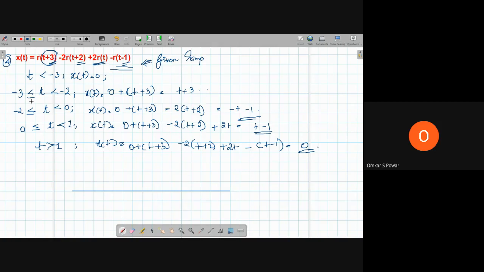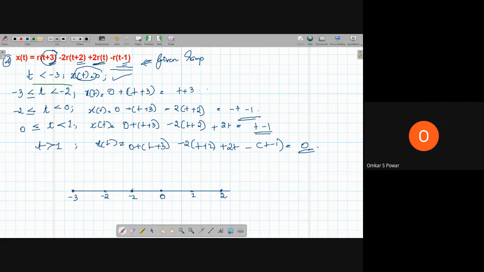So first thing we have to do is write, it varies from minus 3 to 1. So let us write all the values first: minus 3, minus 2, minus 1, 0, 1 and 2. This will help us in making a better plot always. Then the second thing, you have to go step by step. First we will see t less than minus 3. What is the value of x of t? If t is less than minus 3, x of t is 0. So no need to plot.